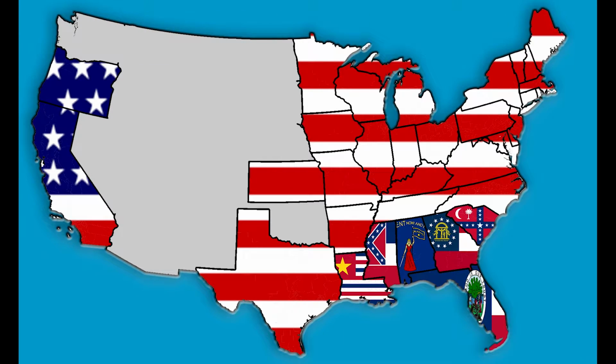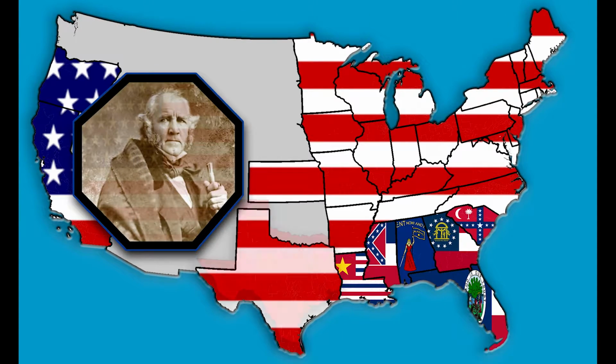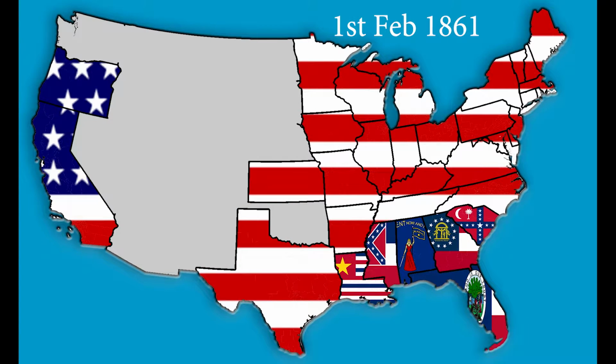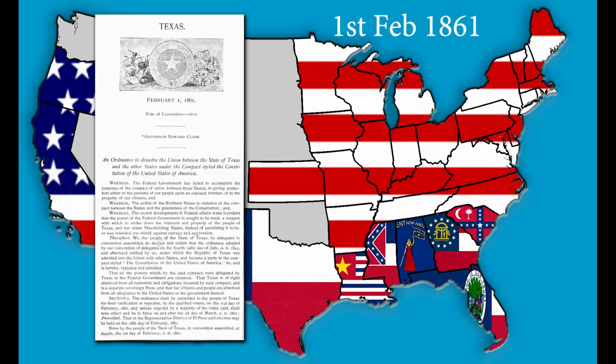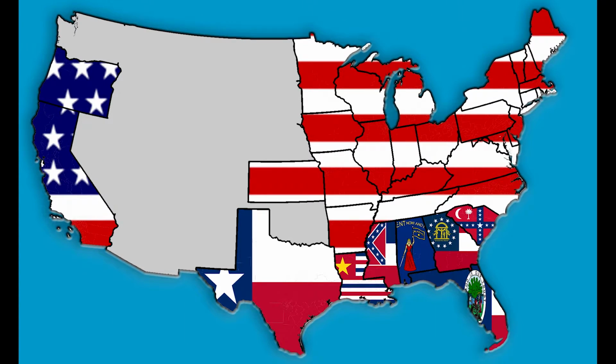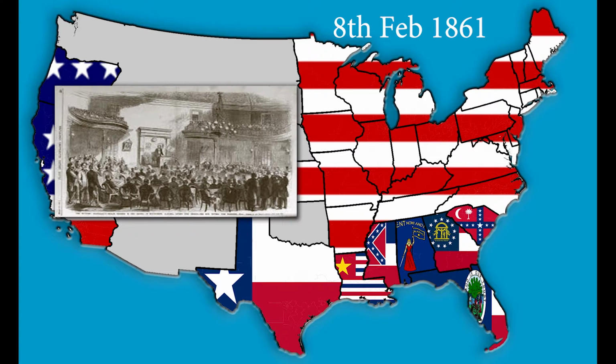Due to the governor of Texas, Sam Houston, being a Southern Unionist, events in Texas were delayed, but on the 1st of February, 1861, Texas voted in favour of secession, while a referendum ratified the Ordinance of Secession on the 23rd of February.